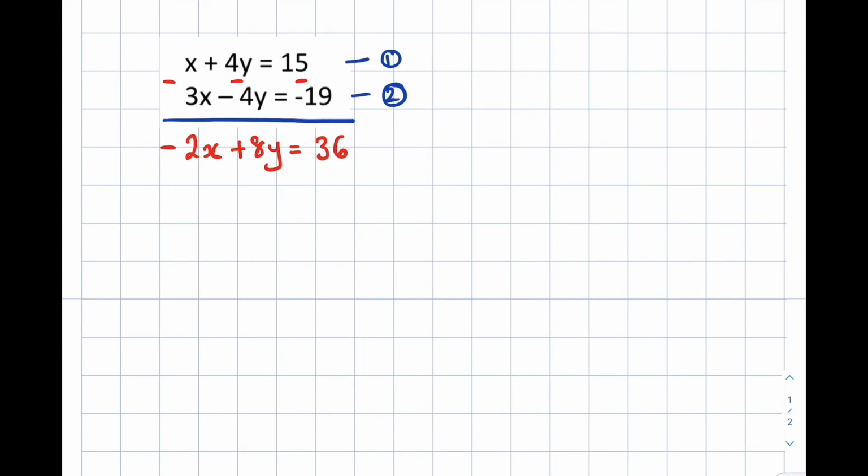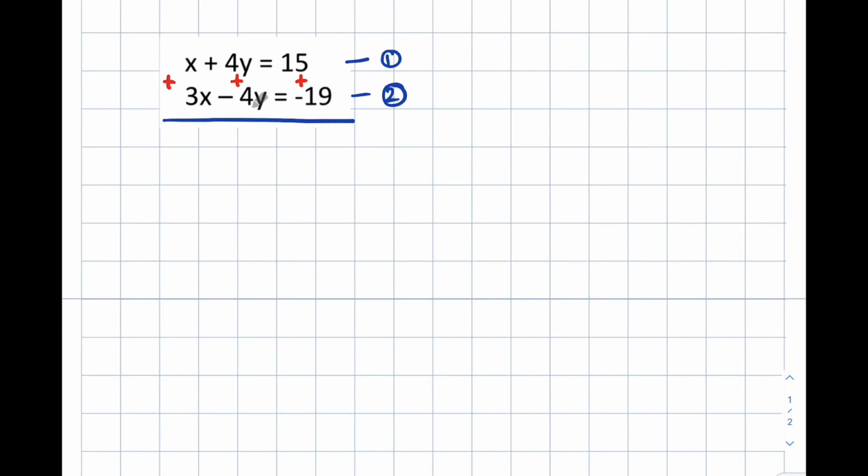Now here, we've still got the x and we've still got the y. It makes it difficult to solve this equation. So that's why the taking away of the second equation from the first didn't quite work here. So instead, what we need to do in this case is add the 2 equations. Now by adding, let's see what happens.